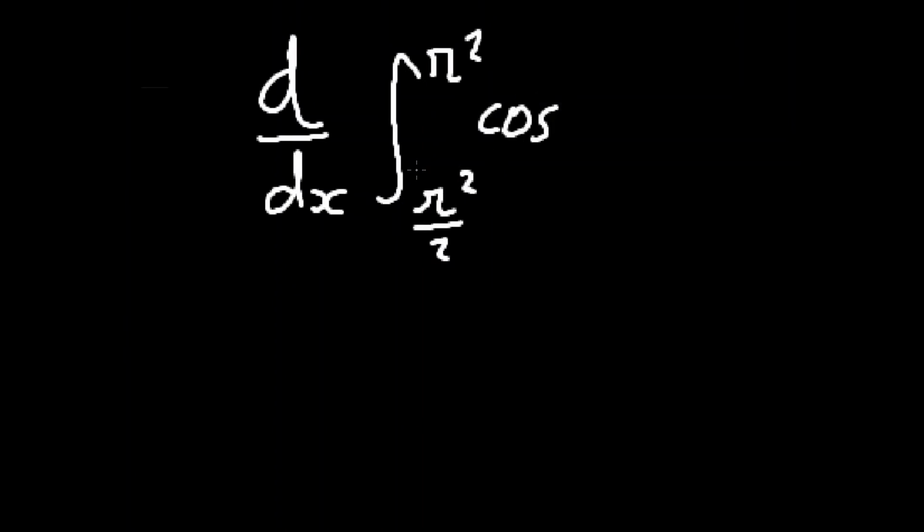In this particular question, we are trying to differentiate an integral from this crazy pi squared divided by 2 to pi squared on top, with cos of t in here. So this looks really confusing, especially with these pi squared components. What is going on there? So let's just make it easy.